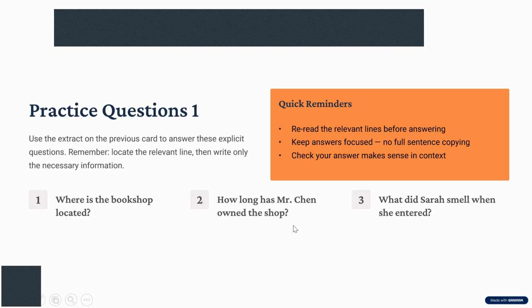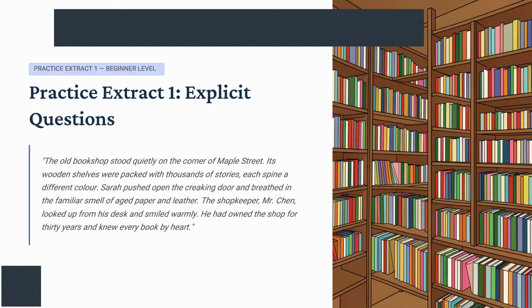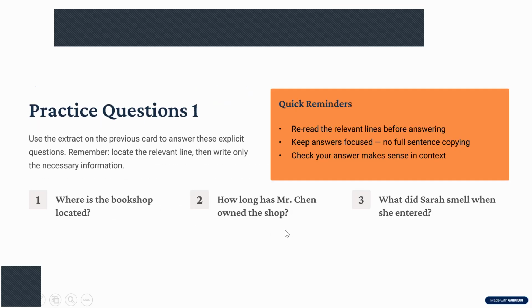Did you notice one thing, students, that once you located the answer, you copied it exactly in here. This is what explicits are all about. You locate the answer, you copy it here. You don't have to do anything. Explicit answers means answers that are right straight in front of you. Let's look at the third question. What did Sarah smell when she entered the shop?